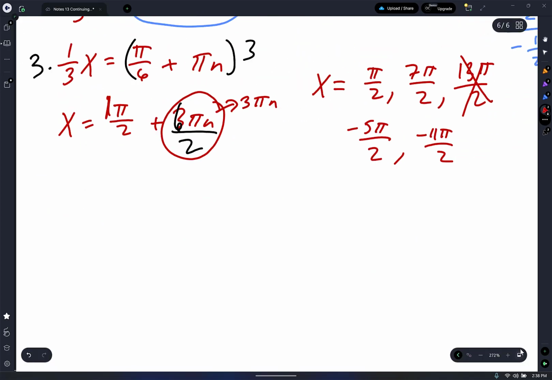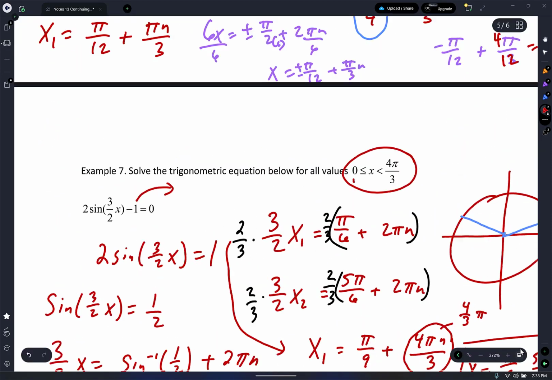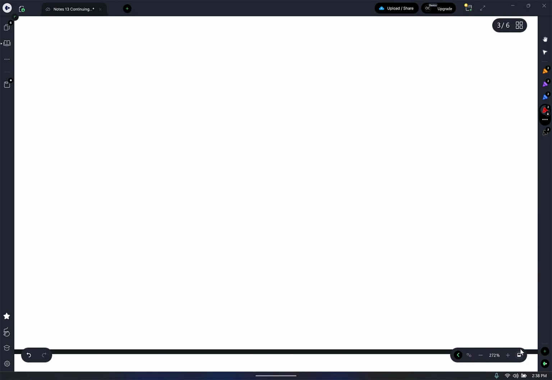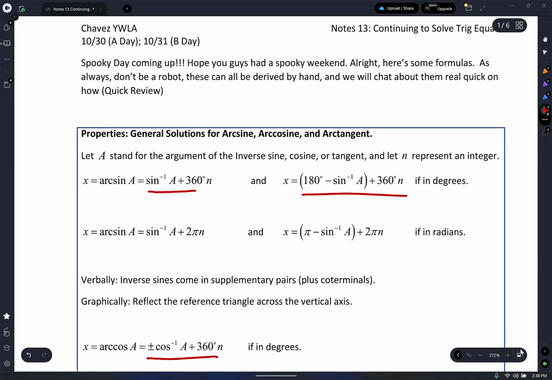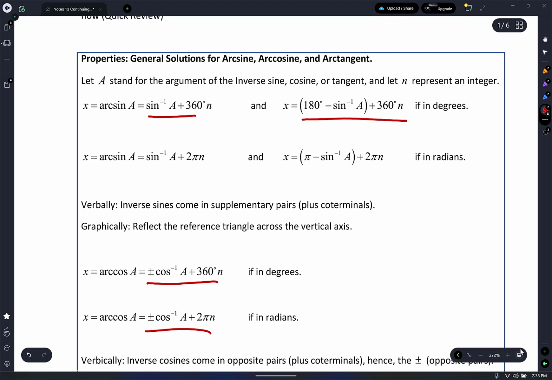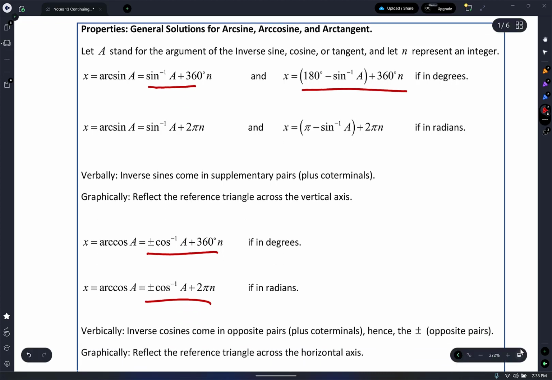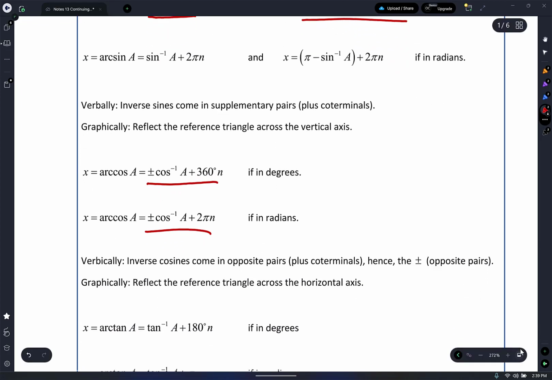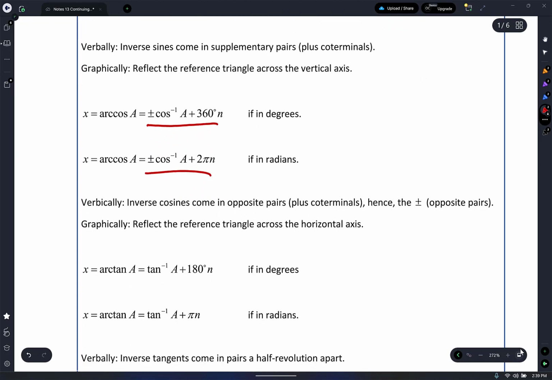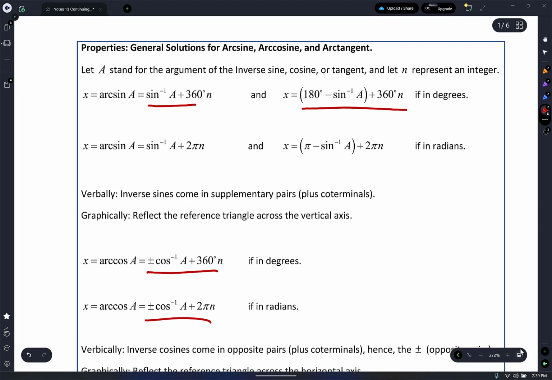Okay, we're done with those. Now let's go to the ones where they're not perfect coordinates. So go all the way to the first page again. If they're not perfect coordinates, if you use logic, you'll always be able to figure it out. But here are the formulas, guys. If you don't want to do any thinking, you just look at this, and that's it.